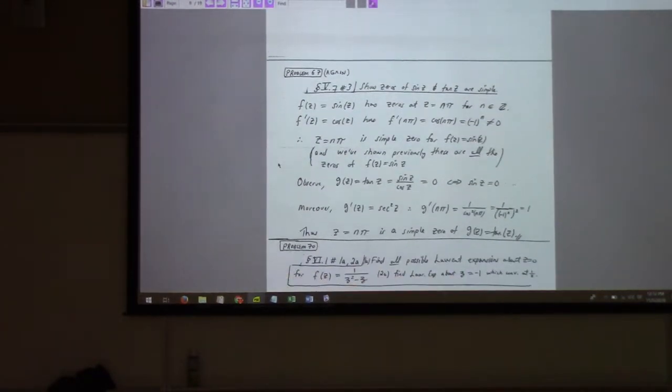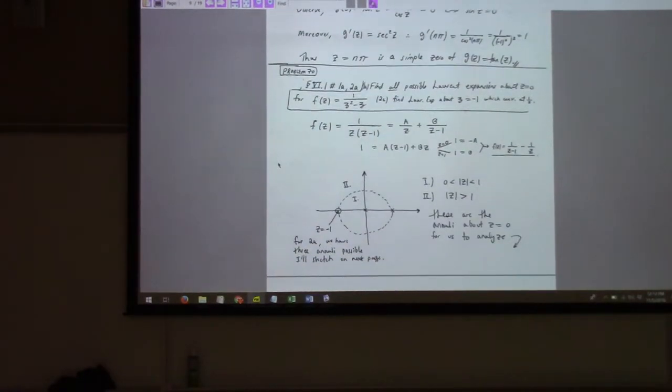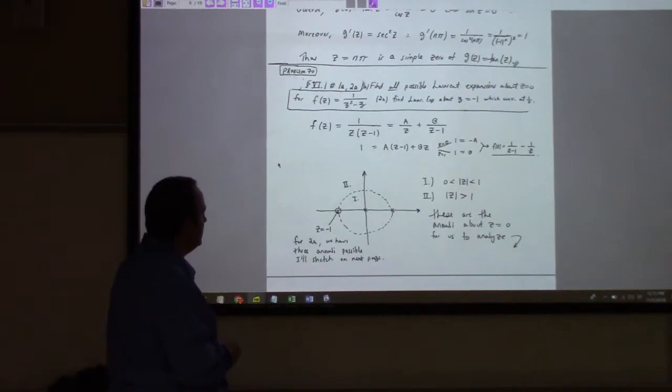Here I did problem 67 again. Exciting, right? Problem 70. Supposed to find all possible Laurent series expansions about z equals 0.